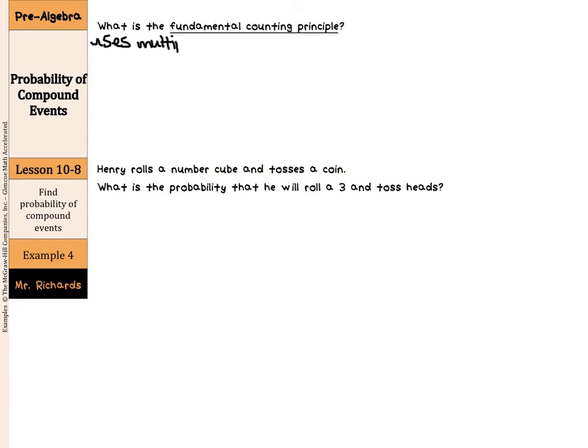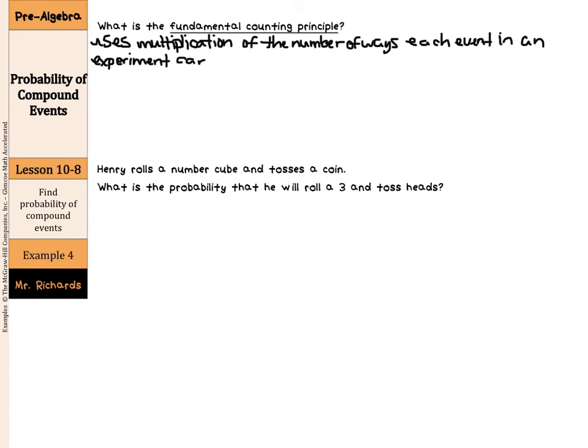multiplication of the number of ways each event in an experiment can occur to find the number of possible outcomes in a sample space.